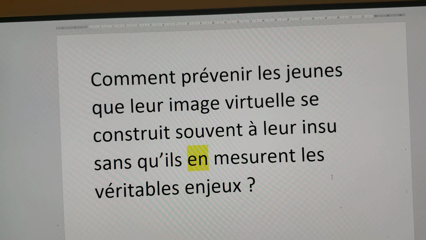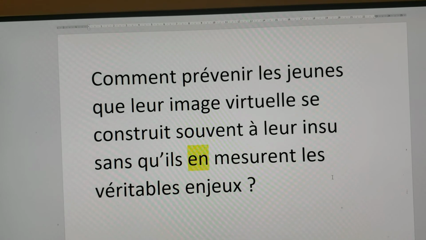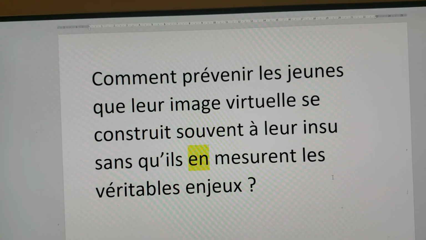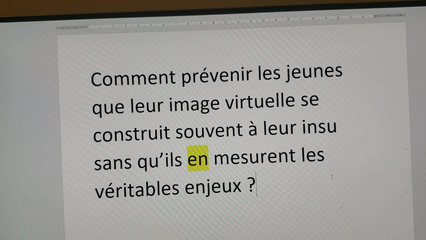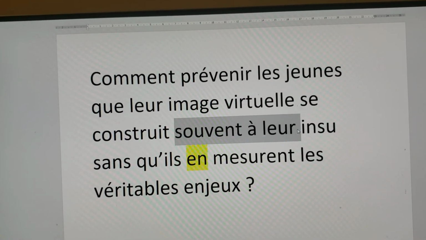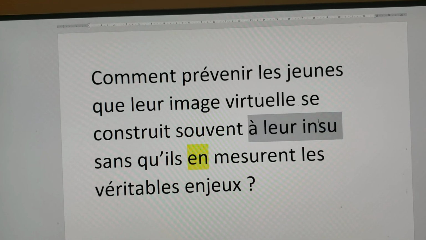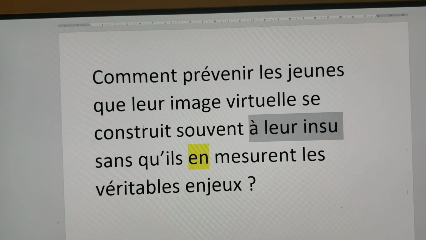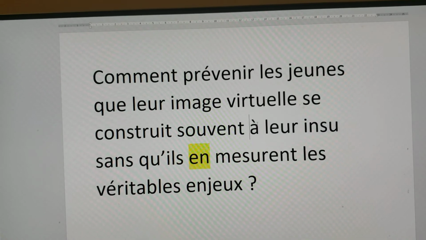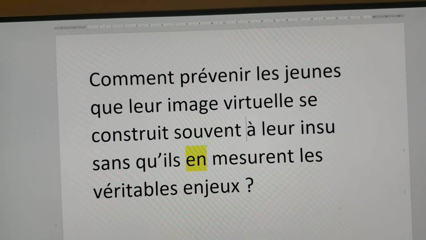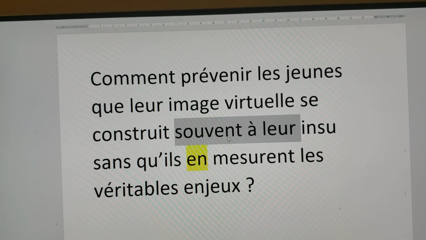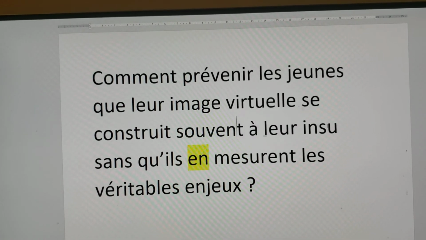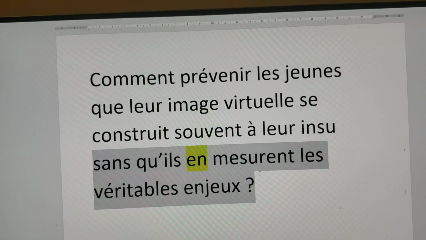So, what does this mean? Se construit souvent à leur insu. So, se construit is the picture, the virtual image that they have created, right? Souvent à leur insu is often without their knowledge. Okay, que leur image virtuelle se construit souvent à leur insu, which is made often without their knowledge, sans qu'ils en mesurent les véritables enjeux.